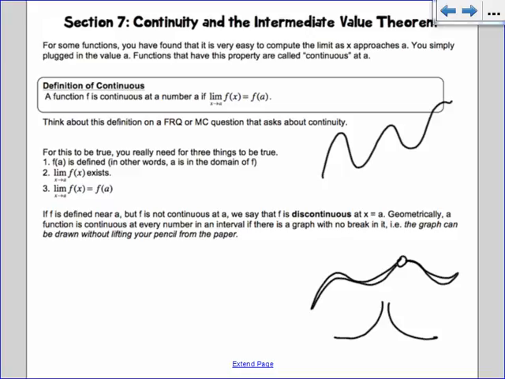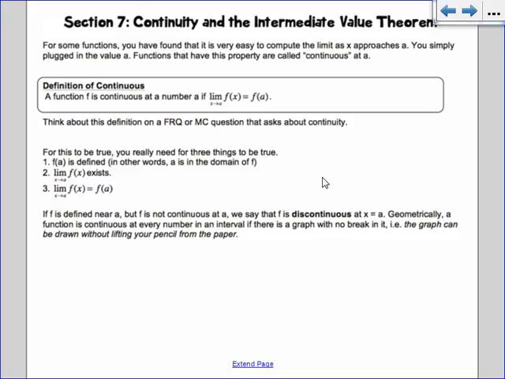All right, are you all on section 7? Yes. What if we use pen? Yes, pencil or pen, right?